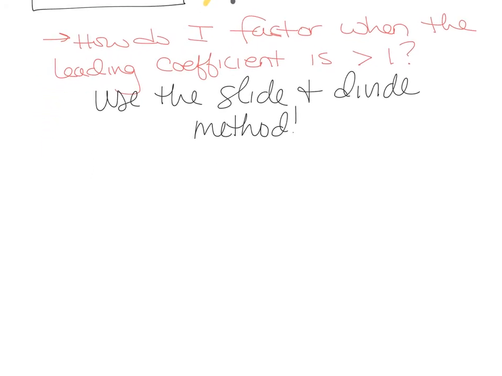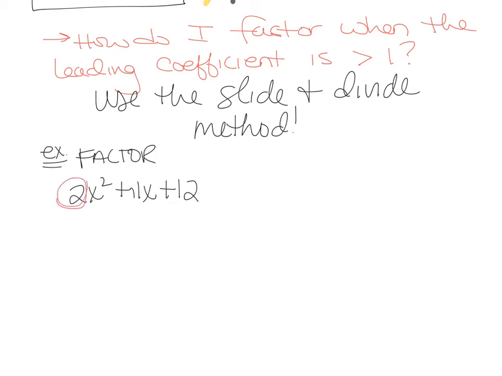All right, so let's look at that example that I wrote down originally. Factor 2x squared plus 11x plus 12. Whenever you see the word factor, you immediately think parentheses. You then have to ask yourself, what is the first question I ask myself? Does this problem have a GCF? No. So, because I have a leading coefficient, I'm going to circle that leading coefficient, and I have to use the slide and divide method.